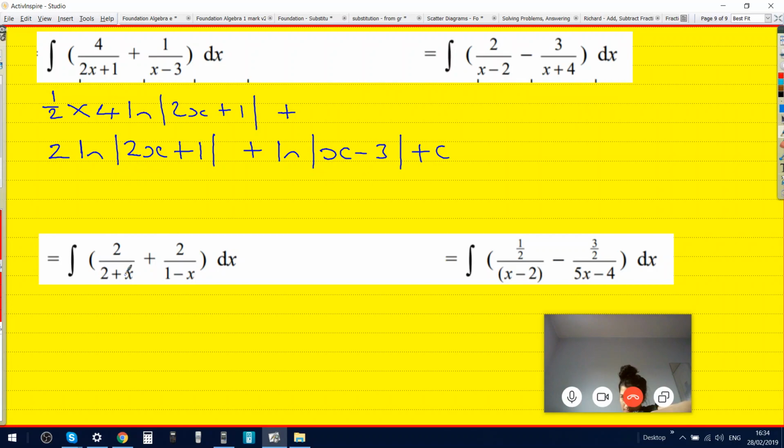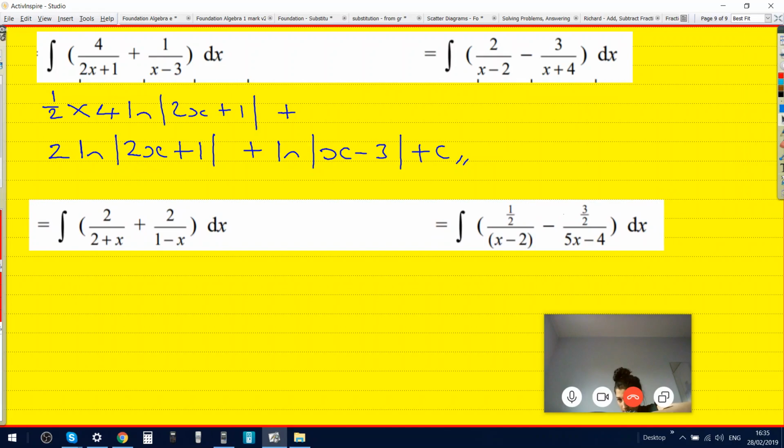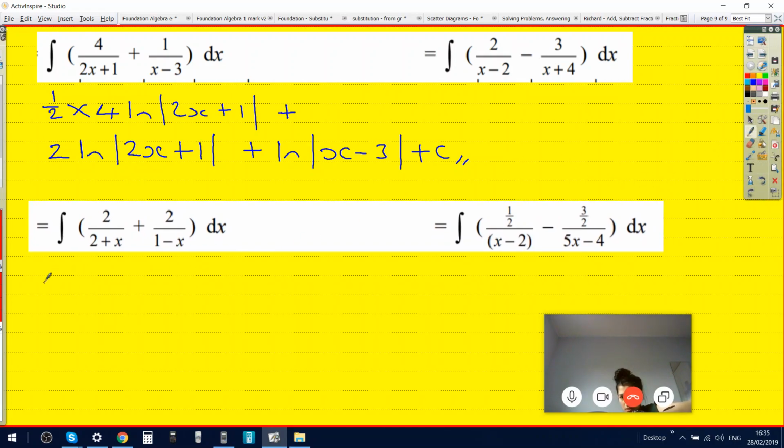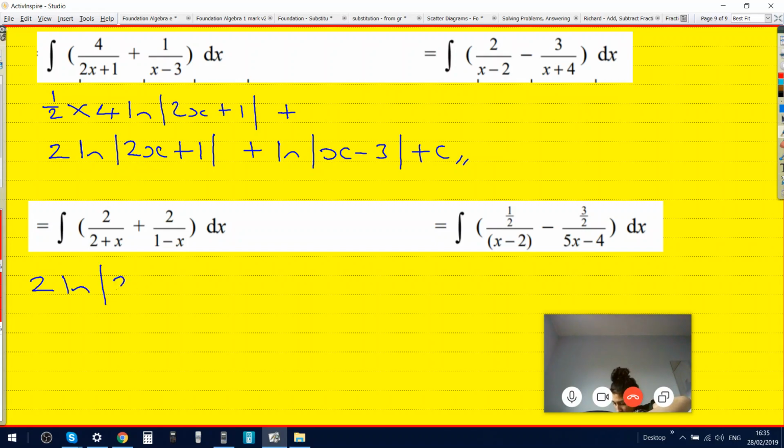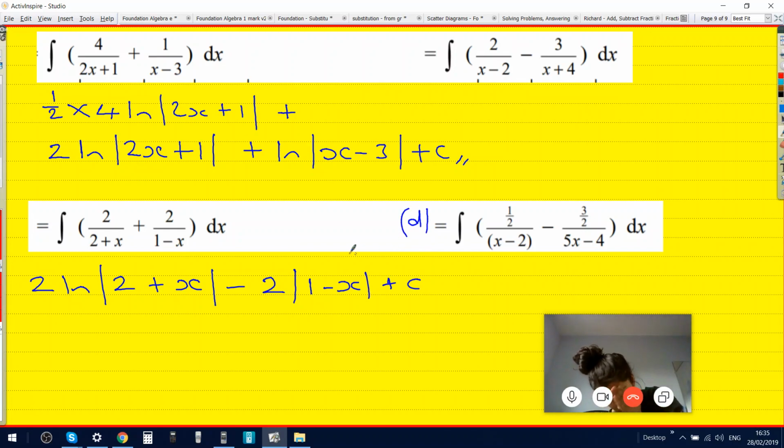How about the one underneath it? So 2 ln modulus 2 plus x, because there's no thing in front of the x. Plus 2 ln modulus 1 minus x plus c. What is the derivative of 1 minus x? Oh, so it's minus 2 ln x. Yeah. 1 minus x. Damn. And bottom right. Oh my god. Don't want to do that.